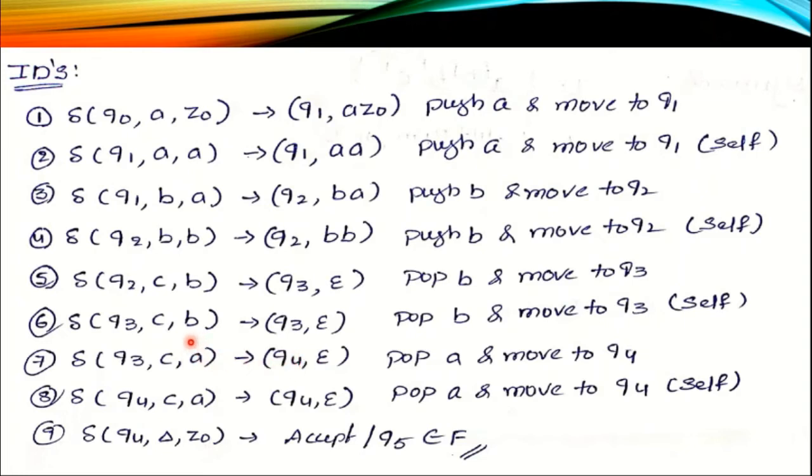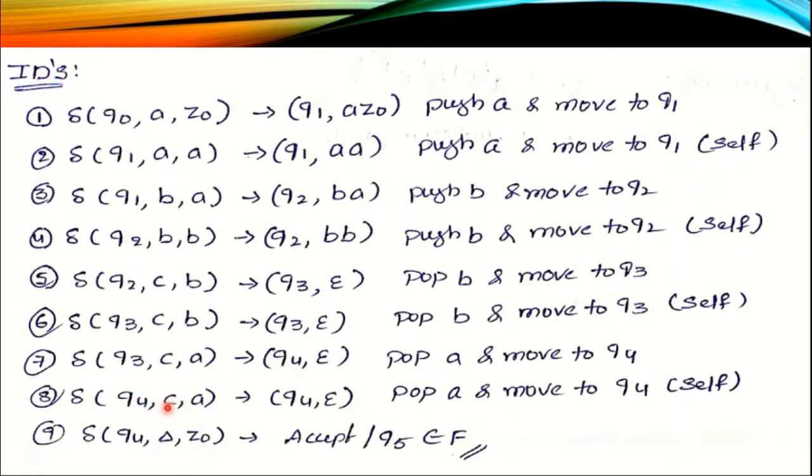Why? Because once the top of the stack is a, there is no chance for b to occur on the top of the stack. Why? Because first we perform the push operation for i number of a's, after that j number of b's. That means the top of the stack contains the b's. After that, when we read c, we perform the pop operation. That's why first the b's will be popped from the stack, and after that the a's will be popped from the stack. That's why from q3, when we read input symbol c and the top of the stack is a, we perform the pop operation and then go to the next state.